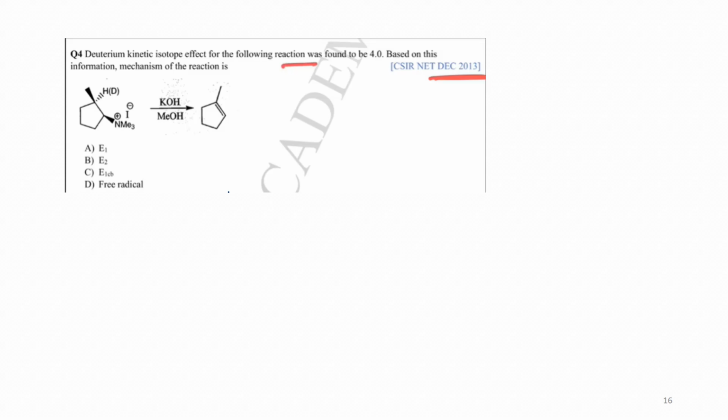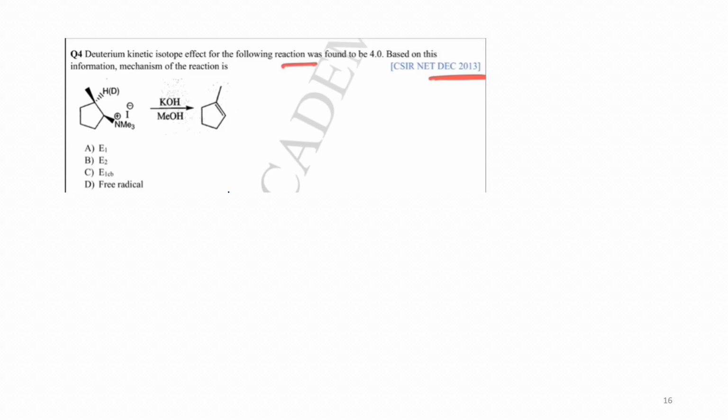Now, this is a similar type of reaction. So, deuterium kinetic isotope effect for a reaction was found to be 4. So, it is greater than 1. So, that means primary kinetic isotope effect. Based on this information, the mechanism of the reaction is which one? E1, E2, E1cB or free radical.